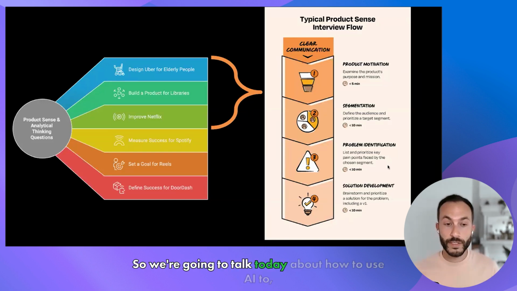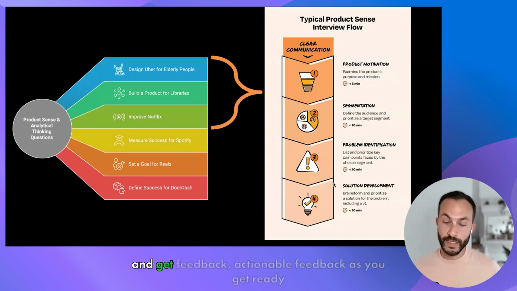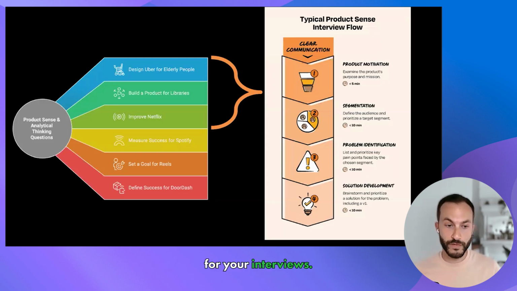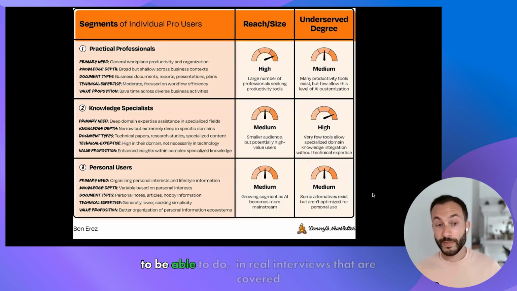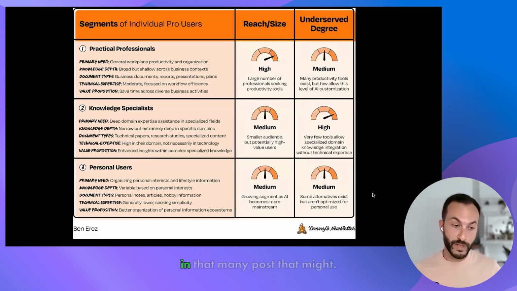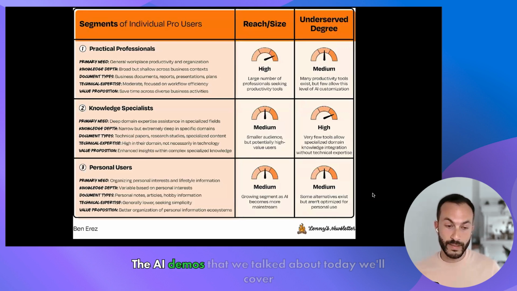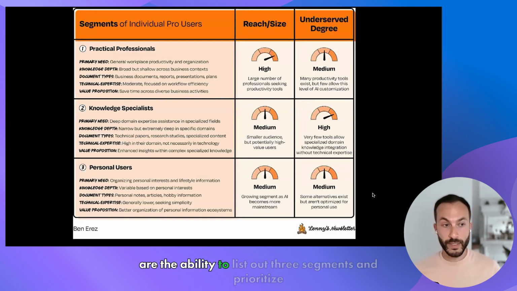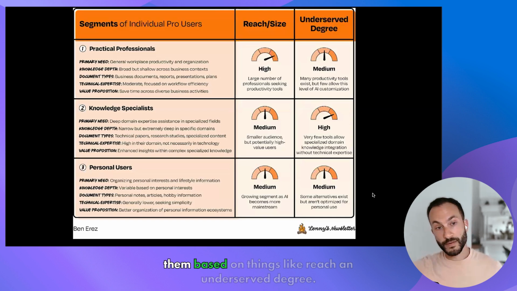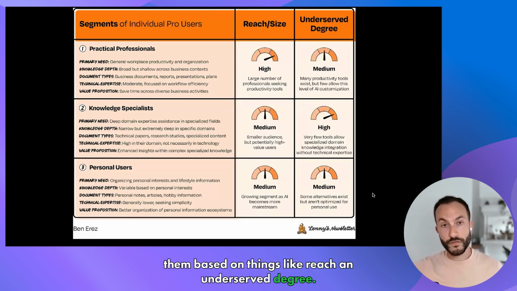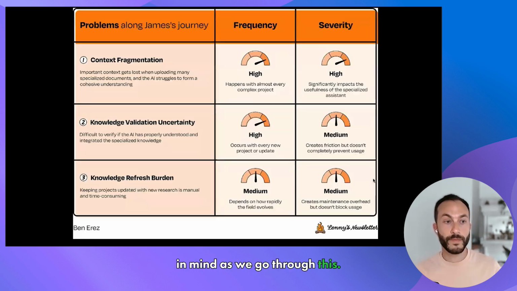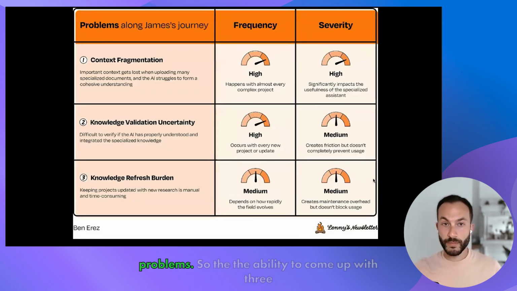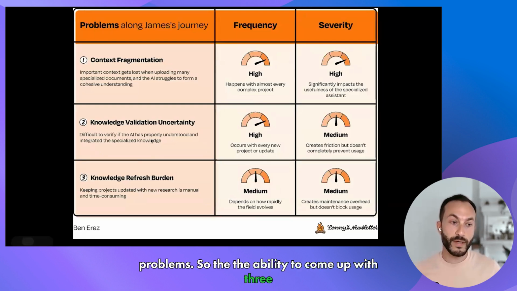So we're going to talk today about how to use AI to tackle this workflow from a few different perspectives and get actionable feedback as you get ready for your interviews. Examples of the kinds of things that you will want to be able to do in real interviews that are covered in that Lenny post, that the AI demos we talk about today will cover, are the ability to list out 3 segments and prioritize them based on things like reach and underserved degree. So this kind of thing is something you should keep in mind as we go through this. Then once you pick a segment, you want to go deep on problems. So the ability to come up with 3, I like 3.